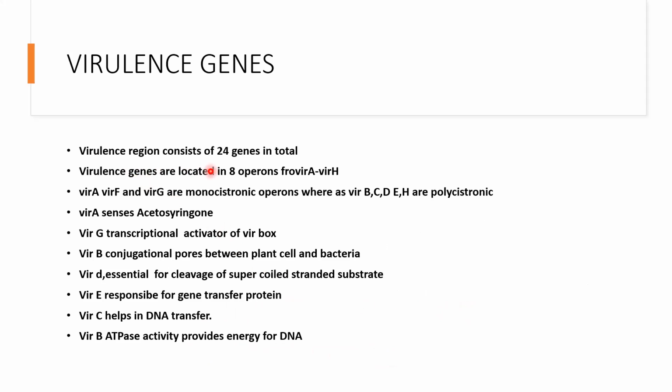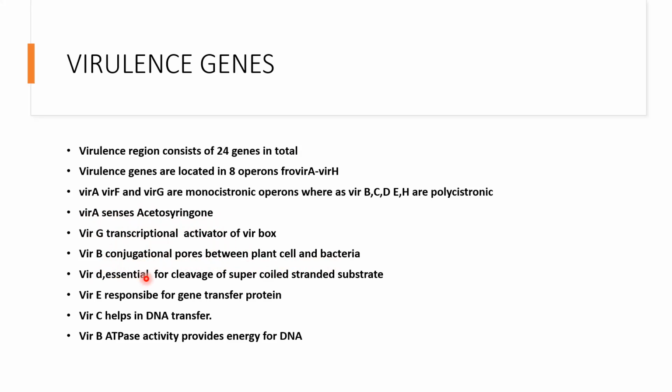Now, the vir region has about 24 genes in total. We will not study much detail about it, but we will just study some of the important factors. VirA senses acetosyringone. What is this? We'll discuss later on. VirG is responsible for transcriptional activation of the vir box, meaning formation of messenger RNA from DNA. VirB is responsible for production of conjugational pores between the plant cell and the bacteria. When the bacterium enters into the plant cell, pores will be created, and the VirB region is responsible for causing that pore and helping in transfer into the host cell.